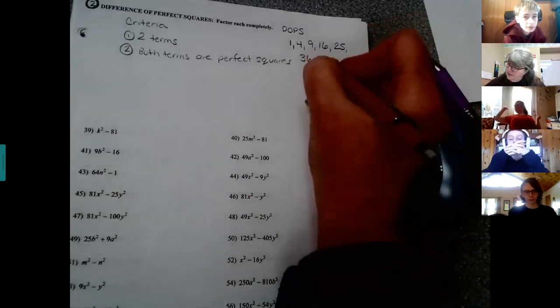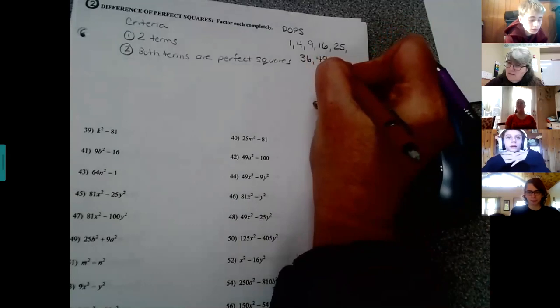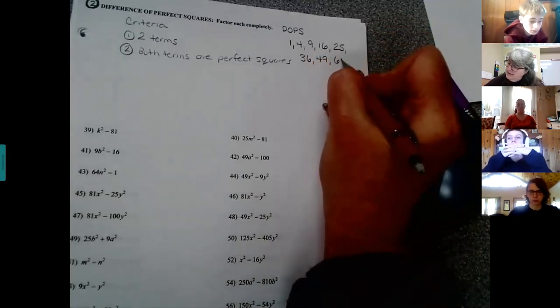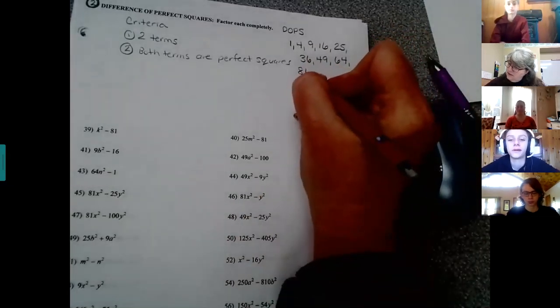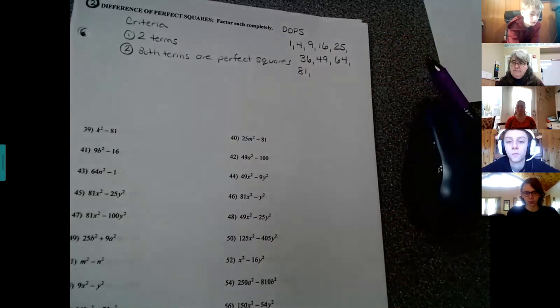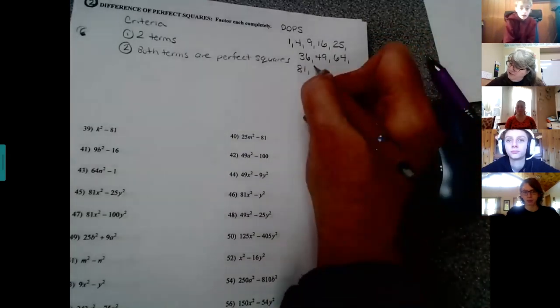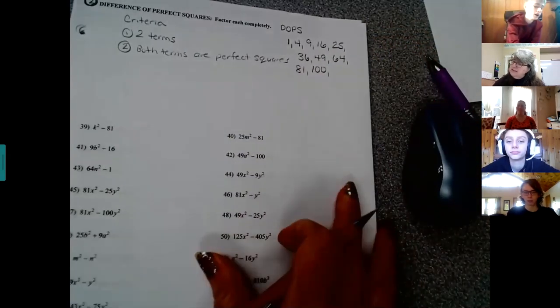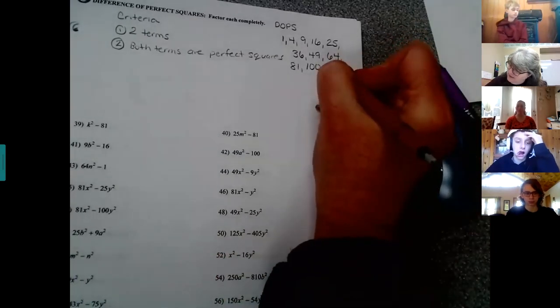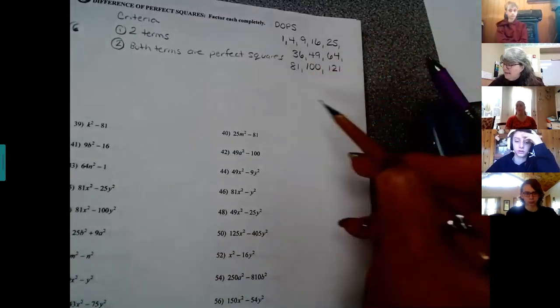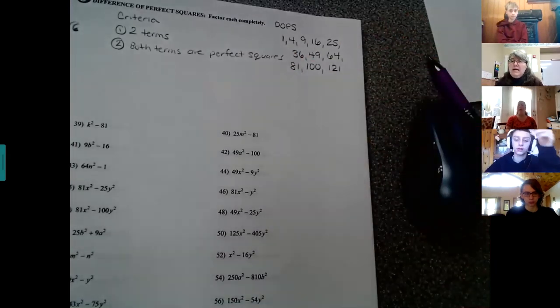49. Yep. All right, Chloe. 64. 8 times 8 is 64. All right, Grayson. 81. 9 times 9 is 81. Logan. 10 times 10. There you go. 100. Derek. Next one. 121. 11 times 11 is 121. We're writing them so that we can recognize them.